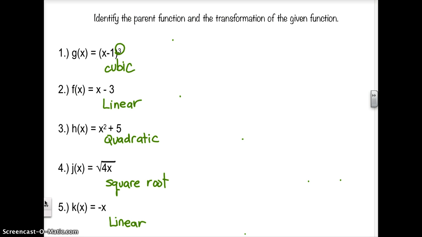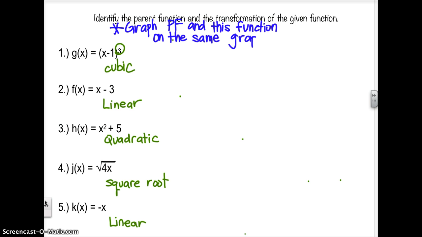The best way to do this is to graph the parent function, I'm going to call it PF, and this function, both of them, on the same graph. You have graphing calculators, I hope. You can plug both of them in and it'll graph them together, and you can see how that looks. Graph them on the same graph. Plug in x to the third and x minus 1 to the third. Get them both plugged in, and then see what happens.